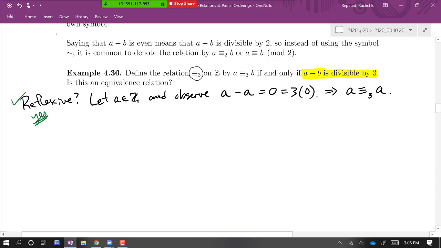In the last one we did, when we looked at the relation where A is related to B if A minus B is even, the way they worded that question is, which of the properties does it have? So we checked all 4. This one, they're saying, is this an equivalence relation? So we only have to check the 3. I'm not going to bother writing anything about anti-symmetry because we just need to check to see if it's reflexive, symmetric, and transitive.